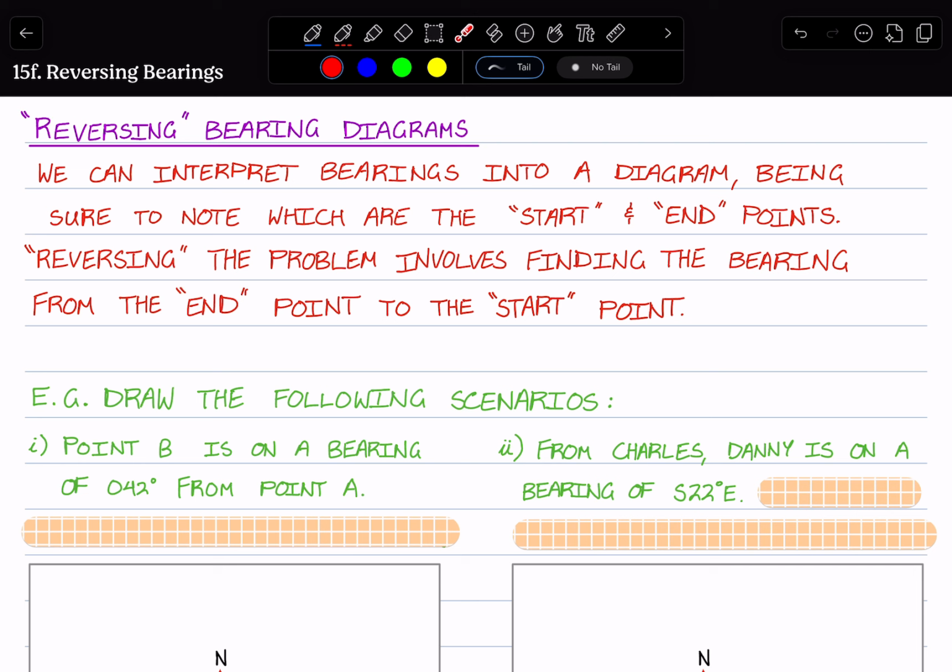Hello class, this is a video tutorial on reversing bearing diagrams. We can interpret bearings into a diagram, being sure to note which are the start and end points. Reversing the problems involves finding the bearing from the end point back to the start point.